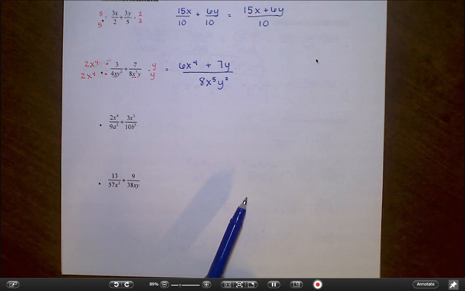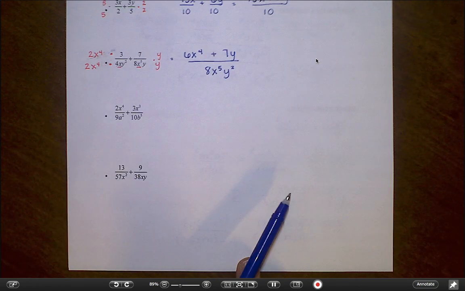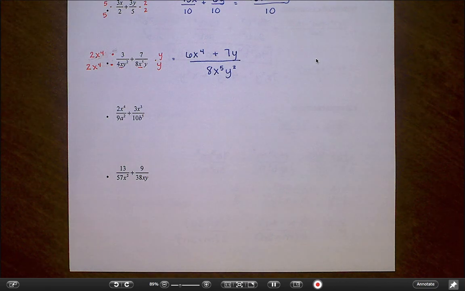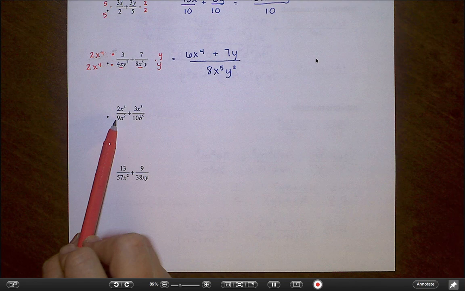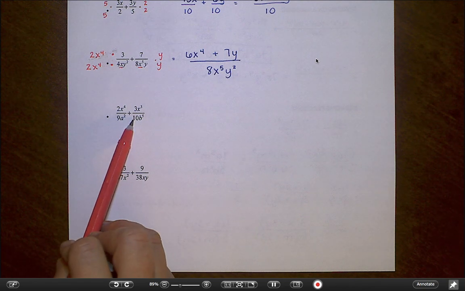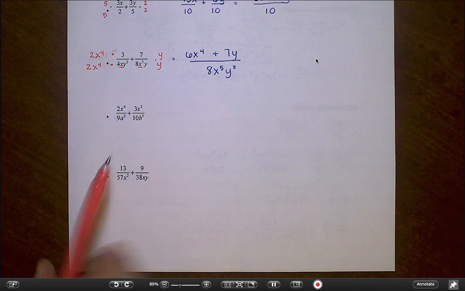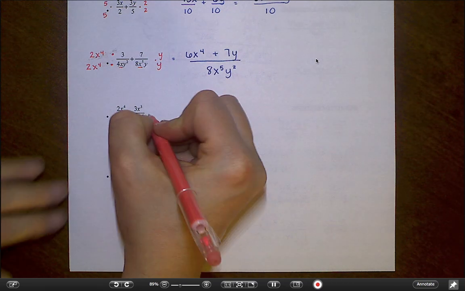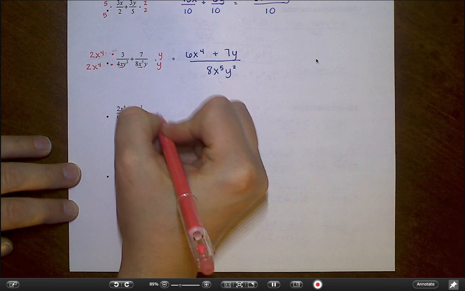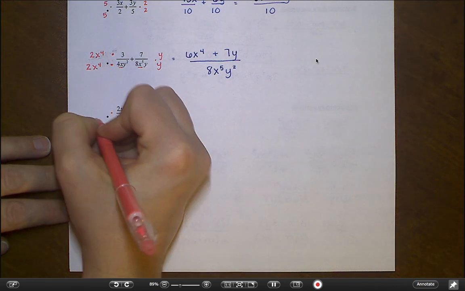Okay, so with this next one, if I think about the prime factorizations of 9 and 10, 9 is made up of 3 and 3, 10 is made up of 2 and 5, so they have nothing in common. The best I'm going to be able to do is to turn them both into 90s, which means I'm going to multiply on this side by 9, and I'm going to multiply on this side by 10.